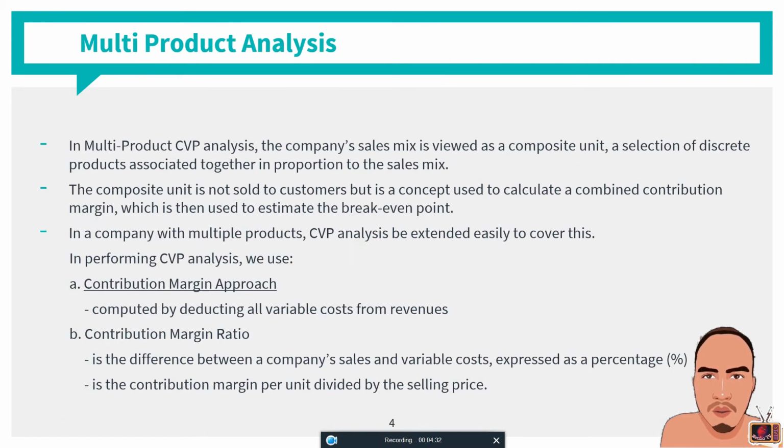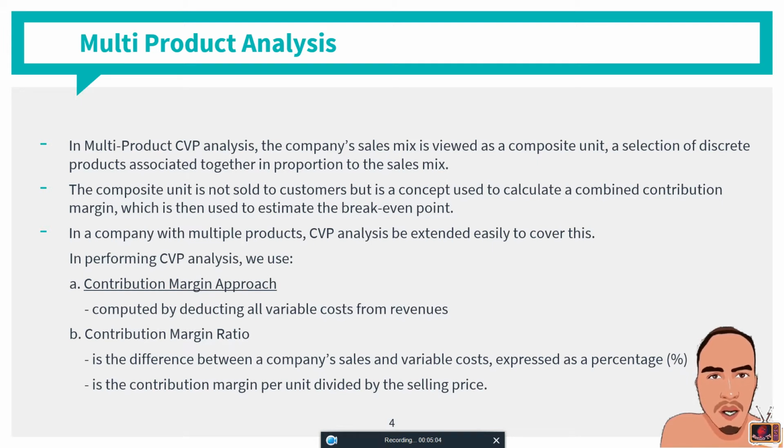So what is multi-product analysis? In CVP analysis, the company's sales mix is viewed as a composite unit, a selection of discrete products associated together in proportion to the sales mix. The composite unit is not sold to customers but is a concept used to calculate a combined contribution margin, which is then used to estimate the break-even point. In a company with multiple products, CVP analysis can be extended easily to cover this.